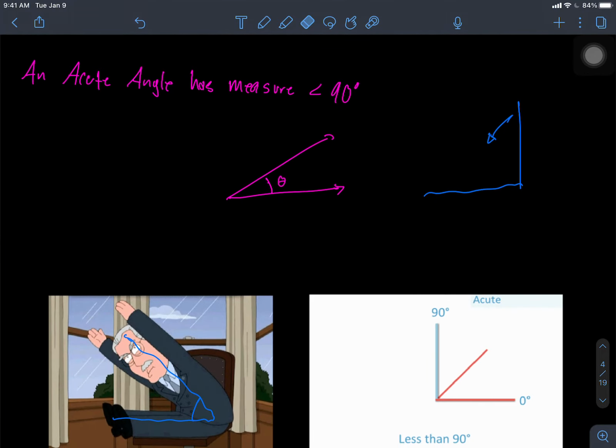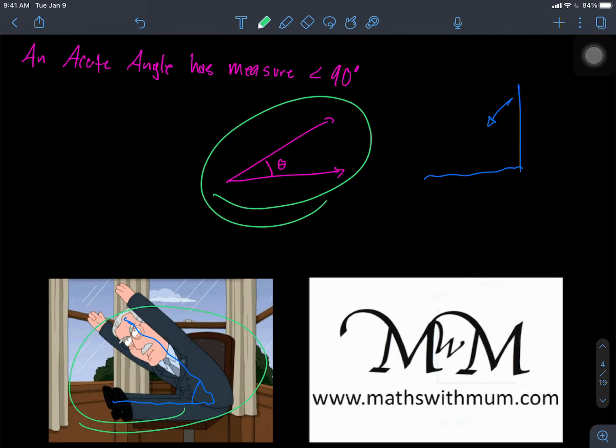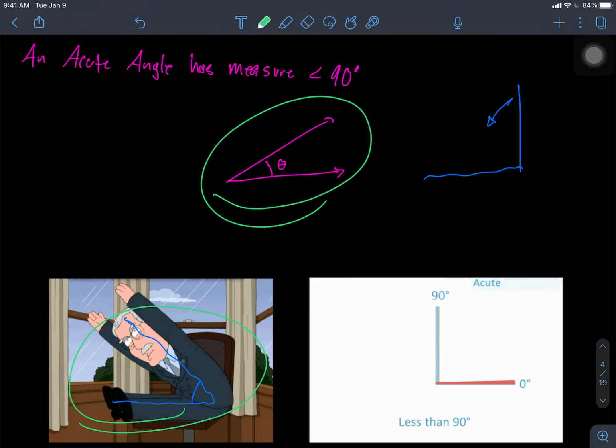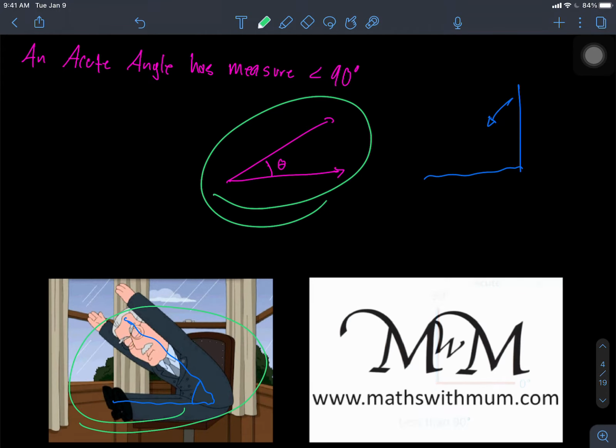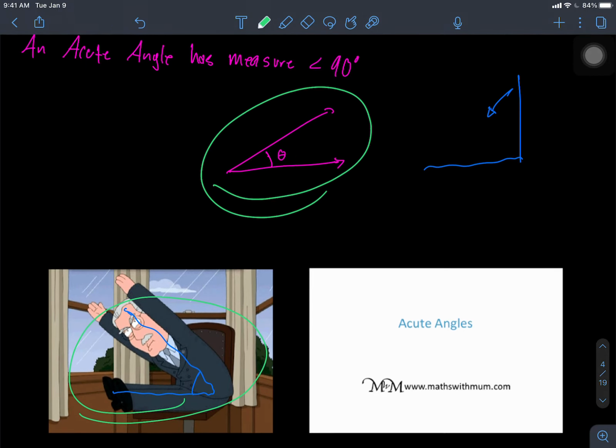Then we've got acute angles. Any angle that is less than 90 degrees is going to be considered acute. Something like this picture here, or this dude from Family Guy here, is kind of shaped in an acute angle. Or if we look at this animation here, we can see all of these red angles going up to 90 degrees, but less than 90 degrees, we call those angles acute.